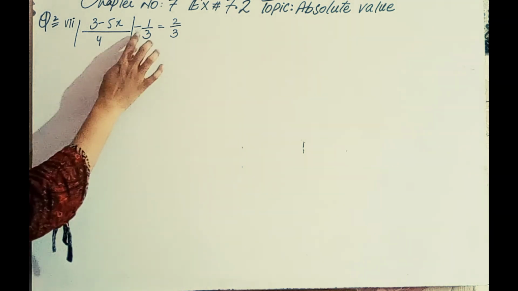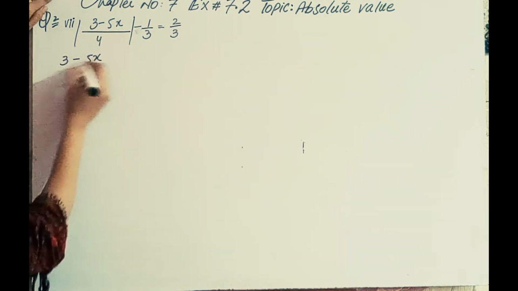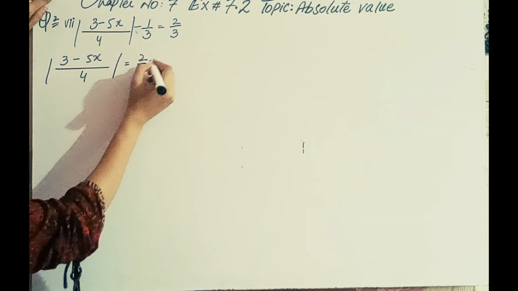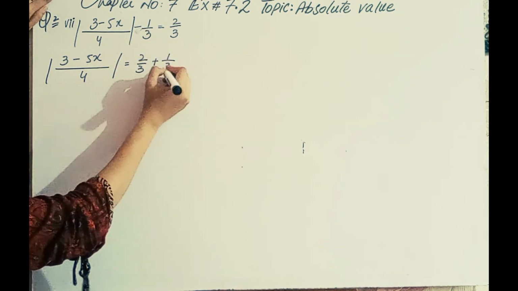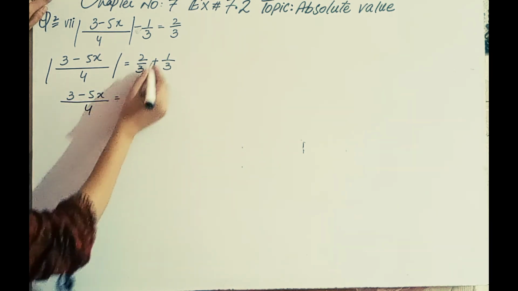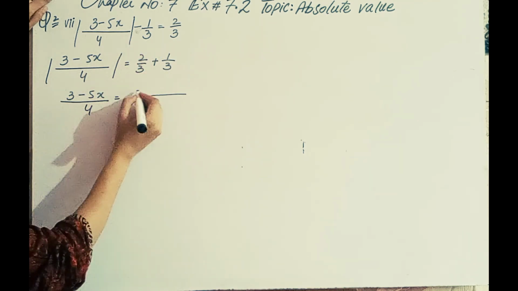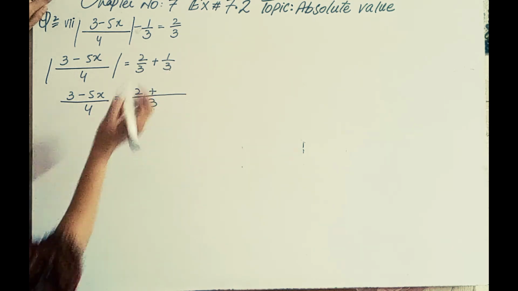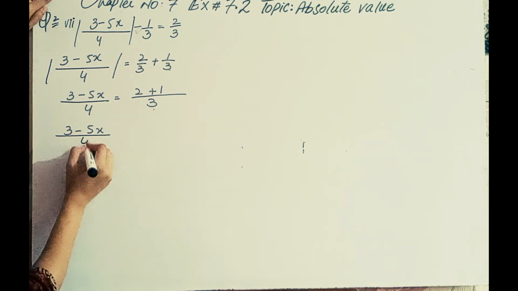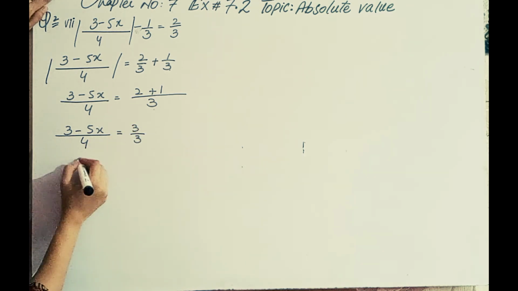So first, this minus 1 by 3, which is outside the absolute value, we will have to shift to the right side. First, we will shift it there. It will be 2 by 3, and this minus on the other side will be plus. So the absolute value of (3 minus 5x) over 4 equals, these are two rational numbers, so we'll take their LCM. 3 divided by 3 is 1, 1 multiplied by 2 is 2. 3 divided by 3 is 1, 1 multiplied by 1 is 1. The absolute value of (3 minus 5x) divided by 4 equals 2 plus 1, which is 3 by 3. Both 3s cancel. It will be 1.